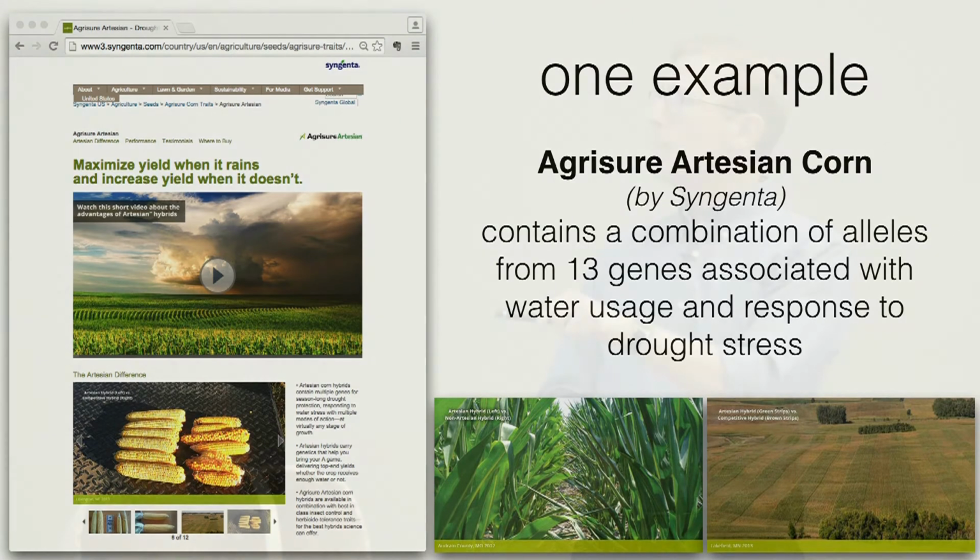One way that plants sometimes deal with drought is they roll their leaves. They roll up the leaf. Well, when you roll up the leaf, there's less surface area available to capture the sun to carry out photosynthesis. So you're making less food that then feeds the rest of your plant. So while this is a drought defense mechanism, it doesn't help your crop grow. So the Agricultural Artesian corn doesn't roll up its leaves.